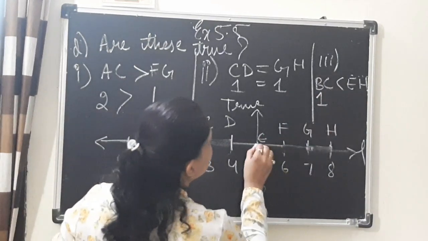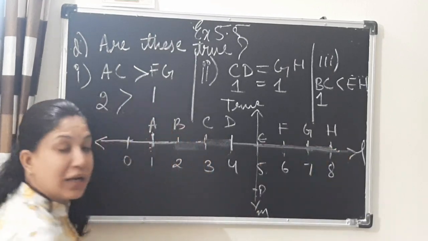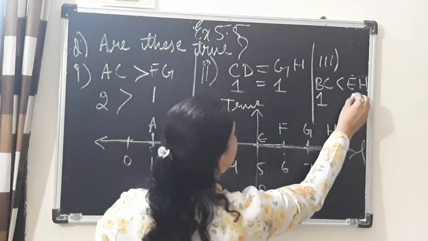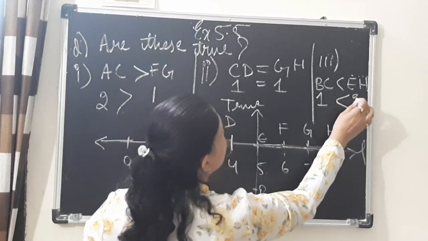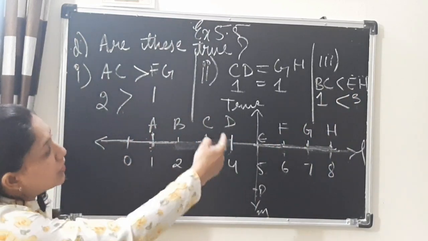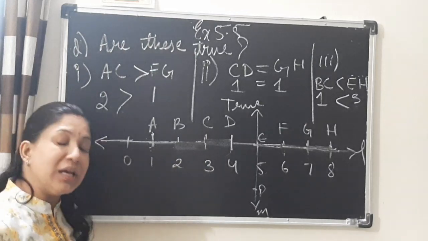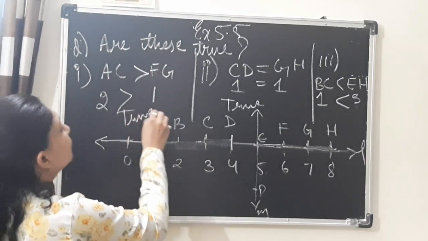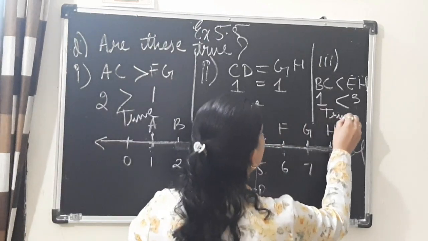See EH. Your EH. It is made by how many line segments? See, 1, 2 and 3. Which is greater? EH is greater. So here also we see that the third case is also true. So here also the answer will be true and the third one is also true.